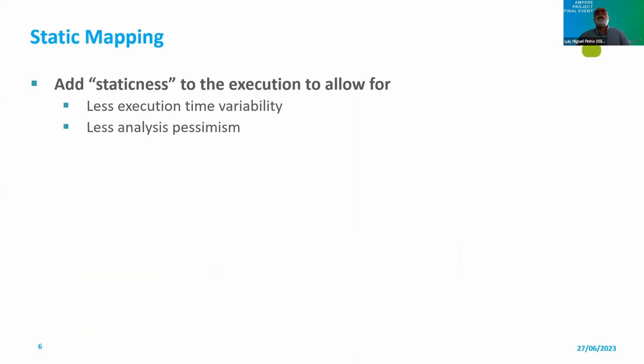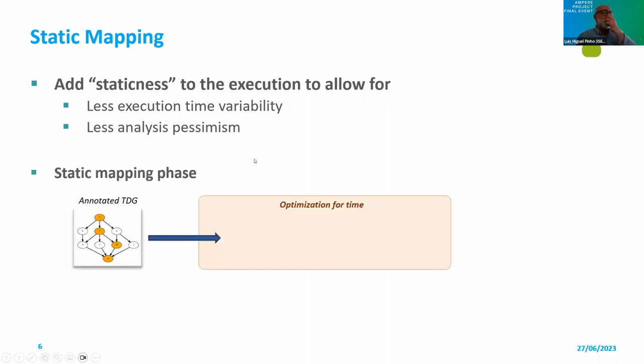So the idea is to reduce variability in the execution. This reduction of variability has two advantages. One is less variability in the execution time, but also less variability in the analysis phase. And this is important because worst case response time analysis is mostly based on corner cases, where different and very complex interleavings cause a large response time. So by reducing variability, we also allow for less pessimism in the analysis. What we do is have a set of heuristics for mapping. We simulate all of these heuristics based on the results that we have annotated in the task dependency graph.